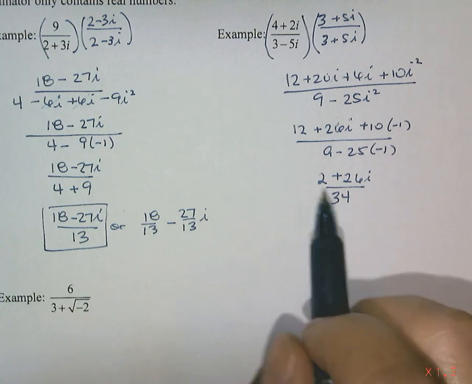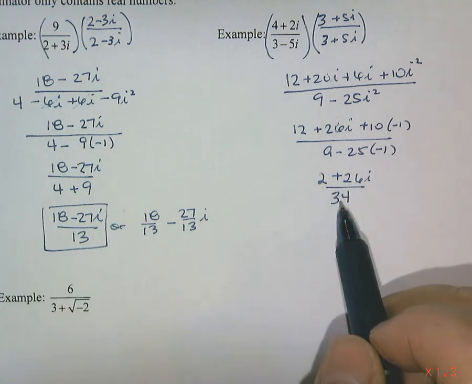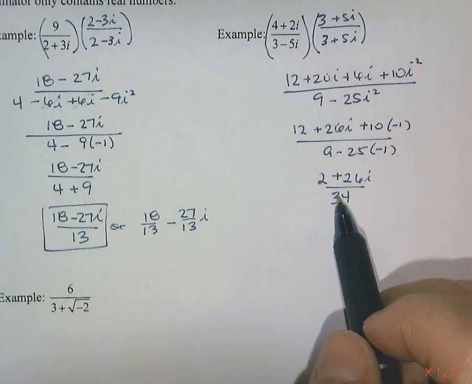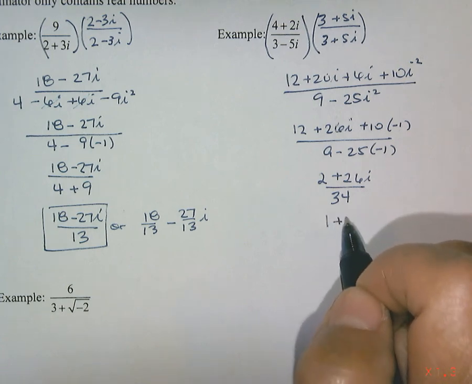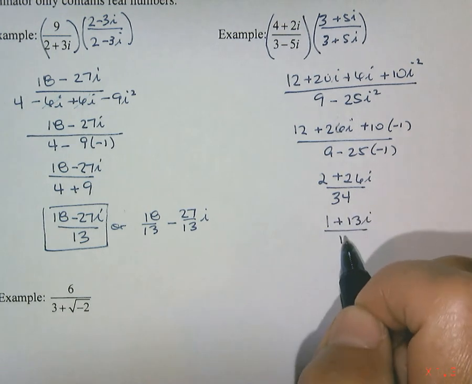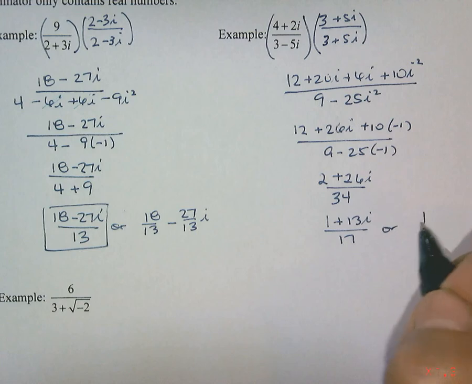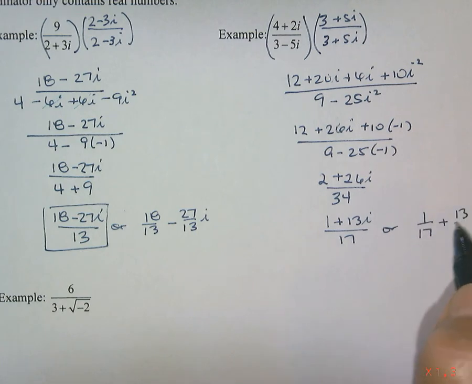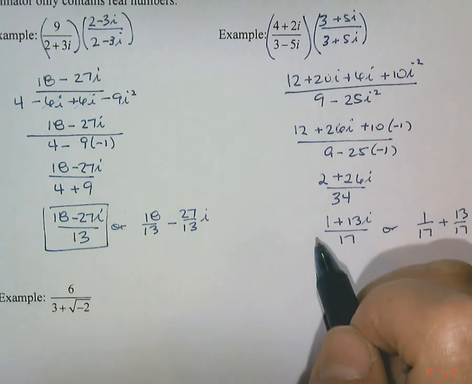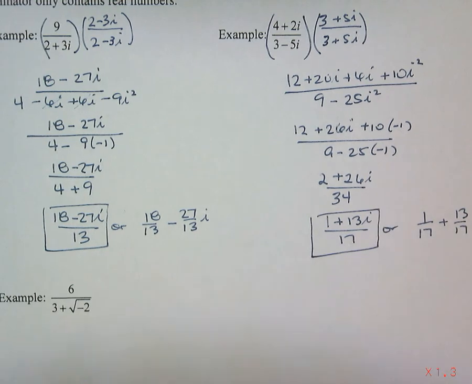And if you recognize this, 2 and 26 and 34 are all divisible by 2. So I would write this as 1 plus 13i over 17, or 1 over 17 plus 13 over 17i. I prefer that, but it doesn't matter to me.